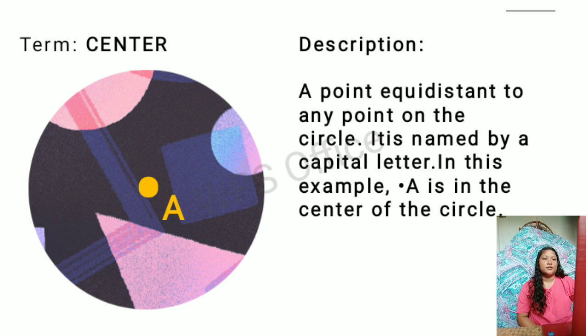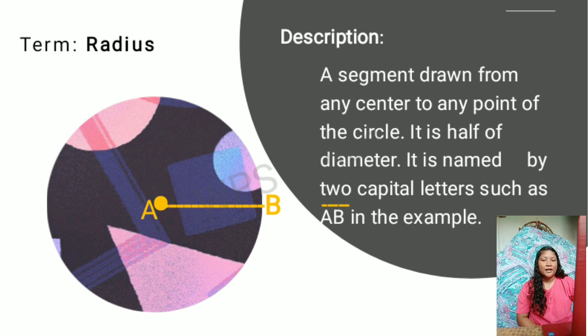Let's proceed to the second one, that is the radius. A radius is a segment drawn from the center to any point of a circle. It is half of the diameter, and it is named by two capital letters, such as line AB in the example. As you see, there is an example on the screen for you to be guided. Just remember, if we say radius, this is half of the diameter.